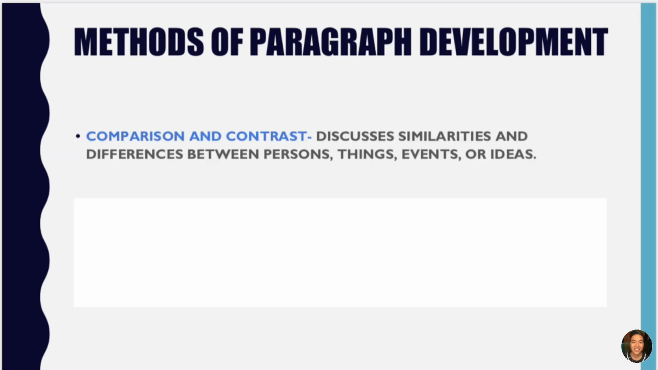Next, we have the comparison and contrast. It discusses similarities and differences between persons, things, events, or ideas. It is based on how events, places, people, things, and concepts are similar or different from one another. Concentrate on the most important parts of a comparison contrast pattern: the purpose of comparison, the points of comparison, and also the actual similarities and differences of the items being compared.